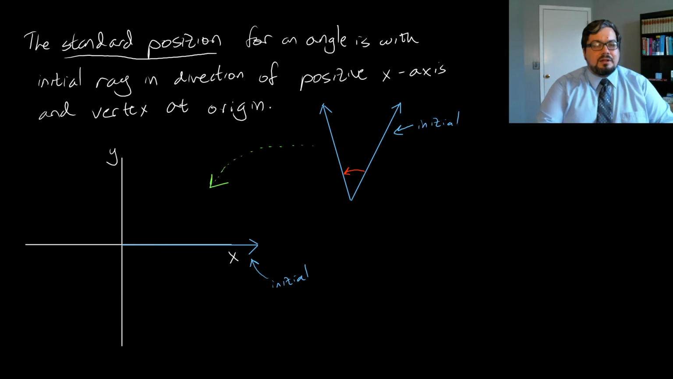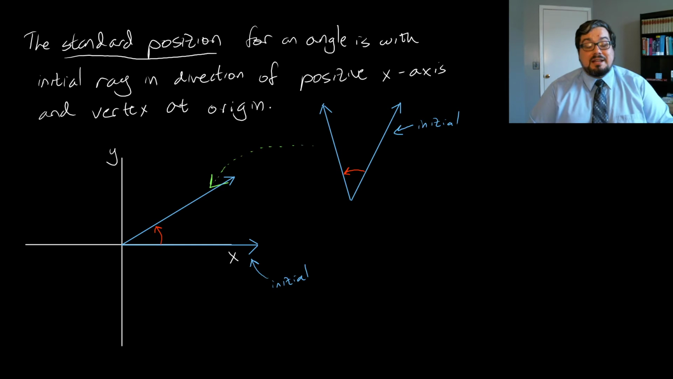And then we're going to draw another ray so that the two angles that we construct are congruent, have the same shape and size. So this is what we mean by putting an angle in standard position. It means that we want to find an angle that's congruent to the one that we care about, where the initial ray is in the direction of the positive x-axis.